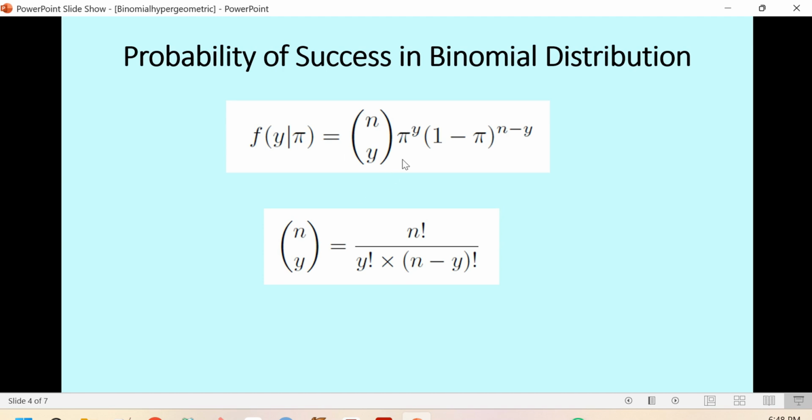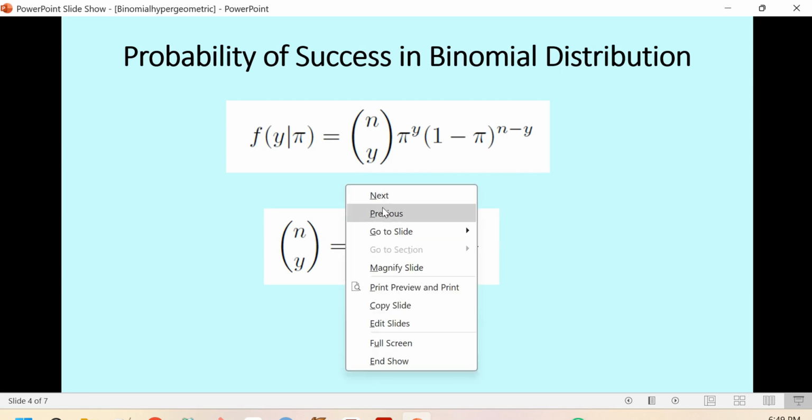But why do we use this combination here? The combination's calculation is n factorial, where factorial means 1 times 2 times 3 times 4 up to n. So this is n factorial divided by y factorial times n minus y factorial. So why do we use this combination here? Let's look back.